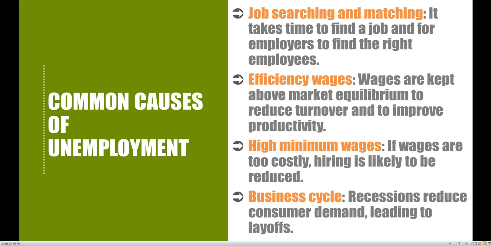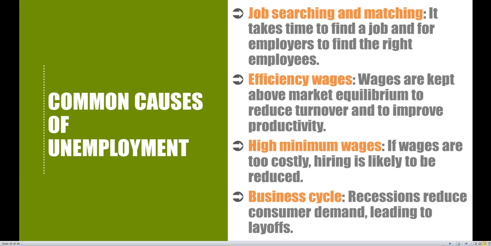So hiring one person instead of two people, once again, is going to be a cause of unemployment because you're trying to attract the highly qualified employees, the best type of people to work at your firm or corporation. In order to do so, you need to pay higher wages, and that's going to lead to some unemployment because you can't hire everybody. Third are going to be high minimum wages. If wages are too costly, then hiring is likely to be reduced.